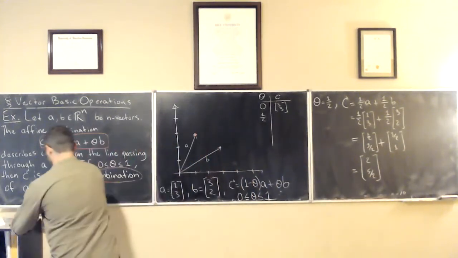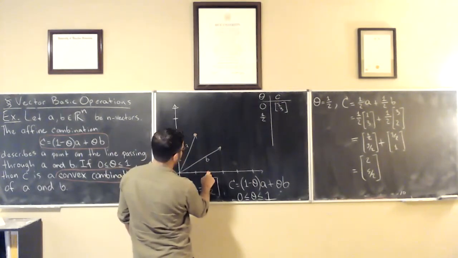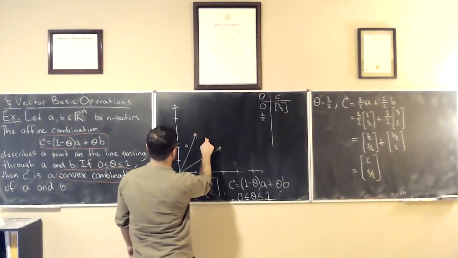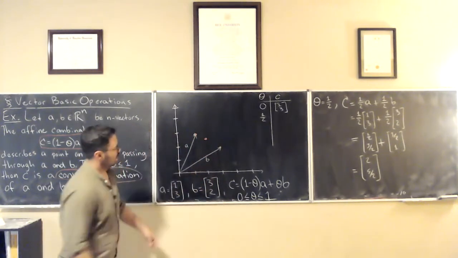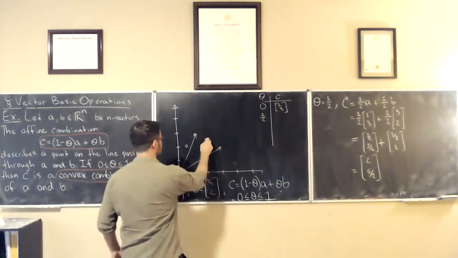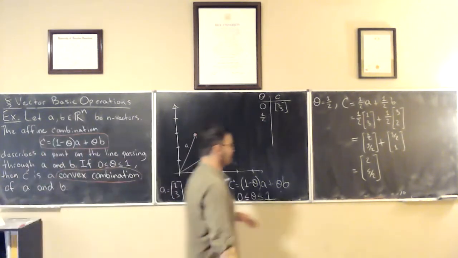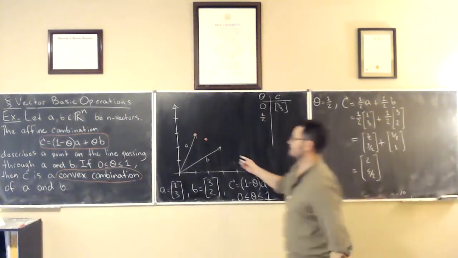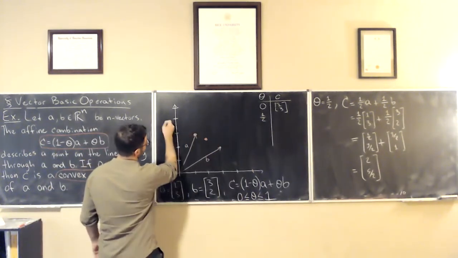So 1, 2, and then 5/2 is like 2.5, so it's like right there. That's a pretty good drawing. It's not perfect, but notice that what's happening here, there is a line connecting these two vectors. There's a line passing through these.